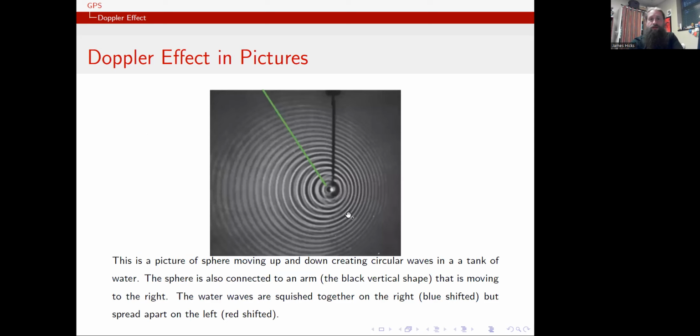Here's the Doppler effect in pictures. This is a picture of a little sphere on an arm that can move up and down, and it's moving up and down in a big tank of water, just creating ripples of water. But this arm can also move left and right. So as it moves to the right, it makes these water ripples squeeze together. So there's shorter wavelength, higher frequency. And on the back, when it's moving away, the waves are stretched out. So there's a longer wavelength or a smaller frequency.